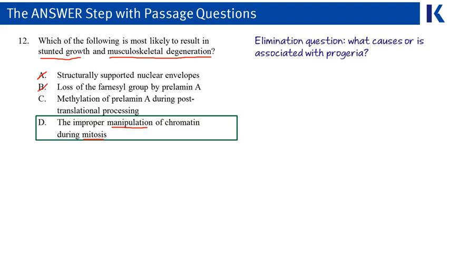B is wrong too because it is what happens normally. If you compare the two figures from the passage, remember figure 1 was the abnormal processing, figure 2 was the normal processing. You saw that farnesyl group fall off in number 2, in the normal processing. Again, the problem with progeria is that that farnesyl group doesn't get lost. And then C is wrong for the same reason as A and B. We learned from the passage and the figures that methylation is a part of the normal processing. It isn't part of the bad stuff that happens during HGPS.